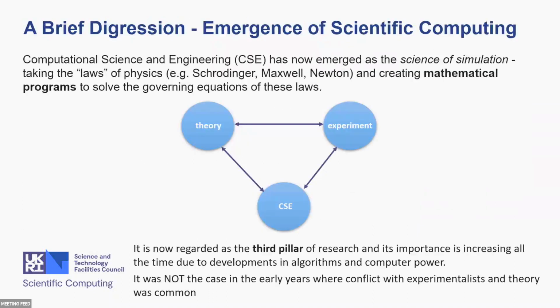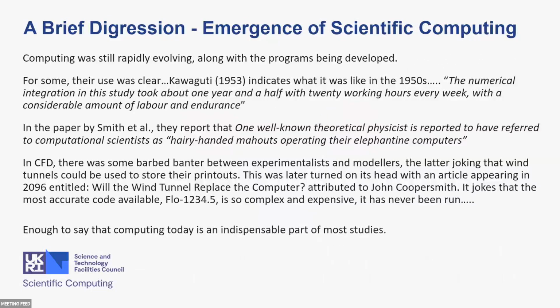But anyway, so the emergence of scientific computing, this today is standard. When I was doing my PhD in the 80s, it wasn't. There was hatred between experimental people doing work and people doing computational work. It was continuous, quite vitriolic exchanges at meetings about these things. And there was a nice quote by Bill Smith and a paper done by some colleagues where a theorist is supposed to have referred to computing people as hairy-handed mahouts operating elephantine computers.